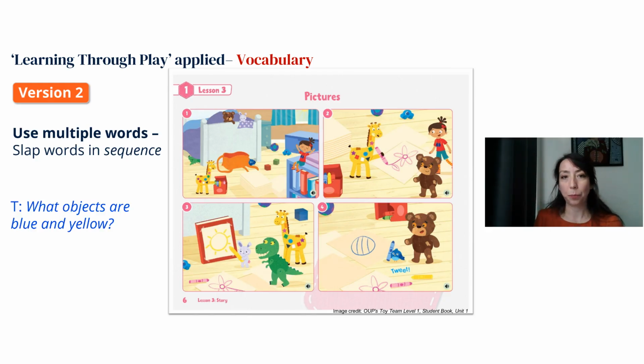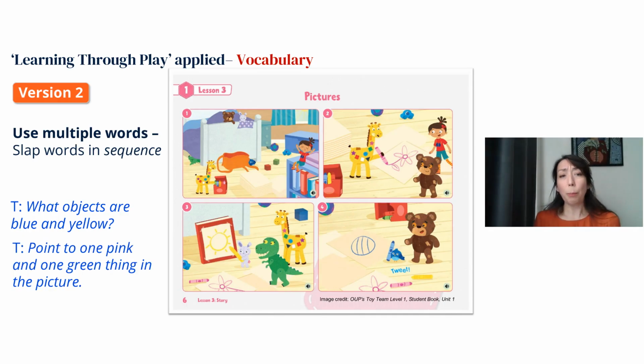For example, I might say, as the teacher, what objects are blue and yellow? And then they can point that out. And then I might say, point to one pink and one green thing in the picture. So they need to first find one pink. This is the first one. And then they need to find one green thing. So they need to show it to me. First pink and then green.